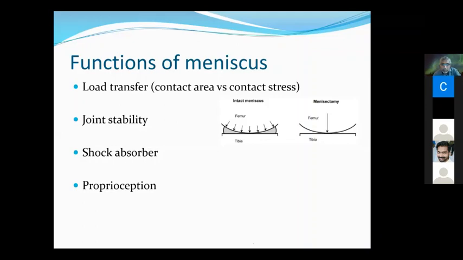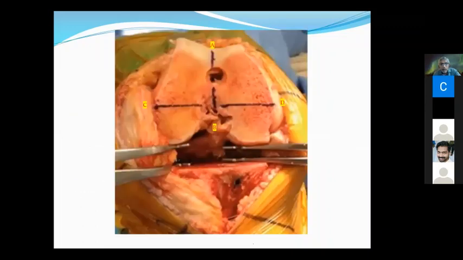Someone mentioned joint stability, shock absorber, and proprioception as well. So that's about the meniscus. Anyone want to comment on the lines AB and CD in this picture?